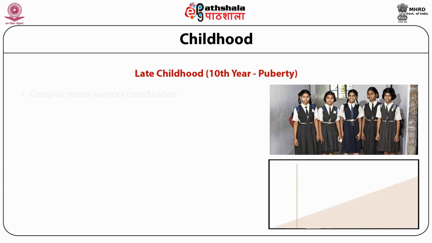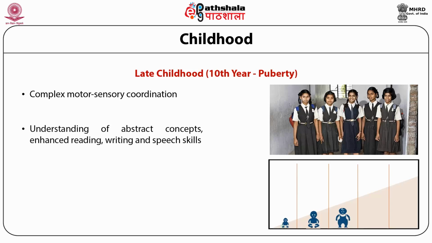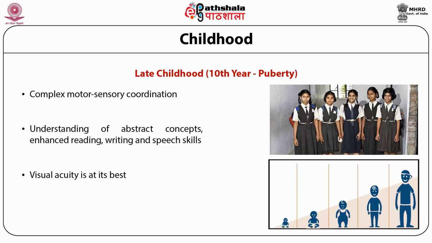And during this phase, complex motor sensory coordination keeps taking place, like understanding of abstract concepts, and enhanced reading, writing and speech are at their best. All these indicators show that the physically dependent child is moving to an independent stage during the late childhood phase of the human life cycle.